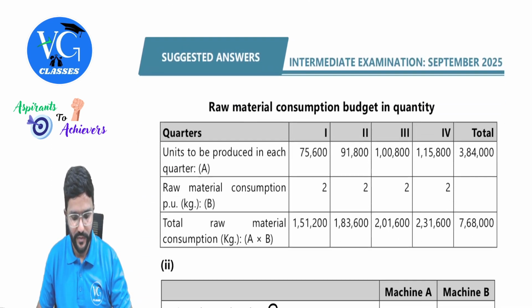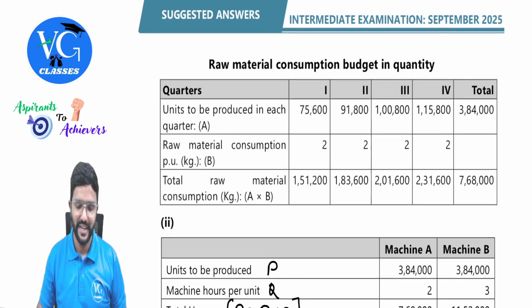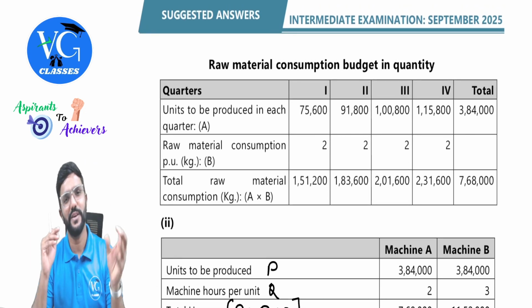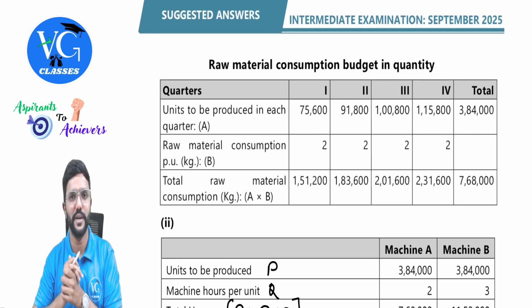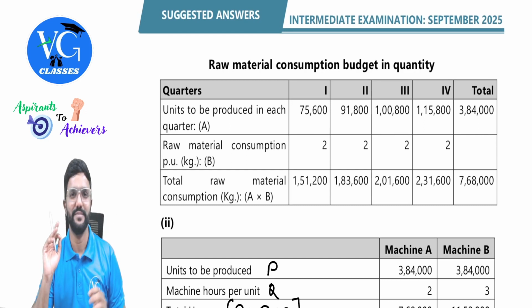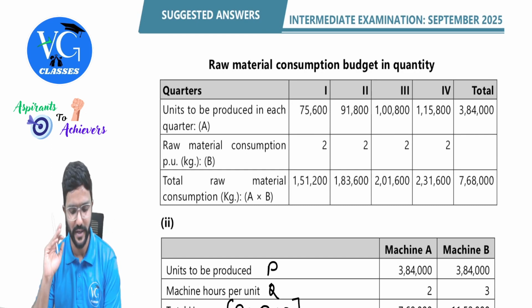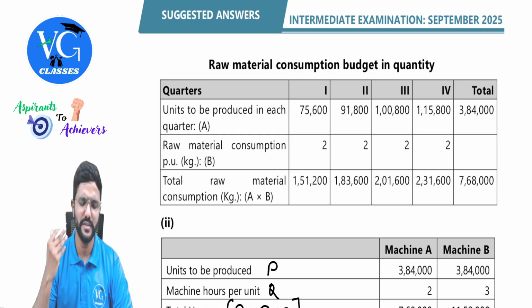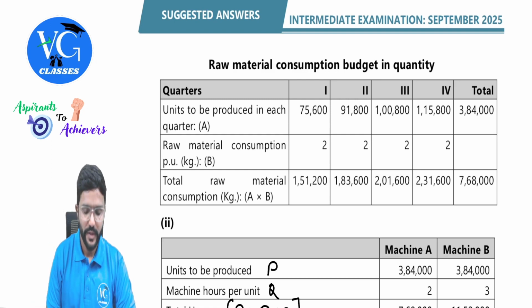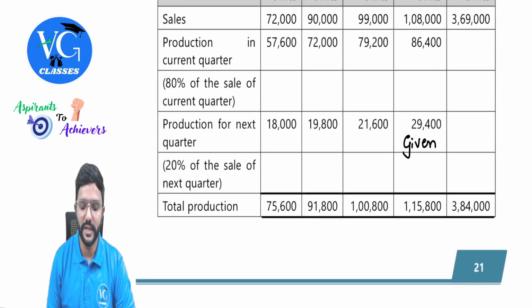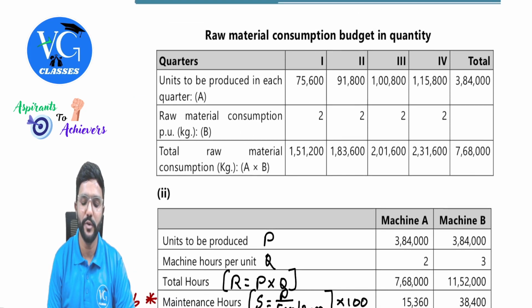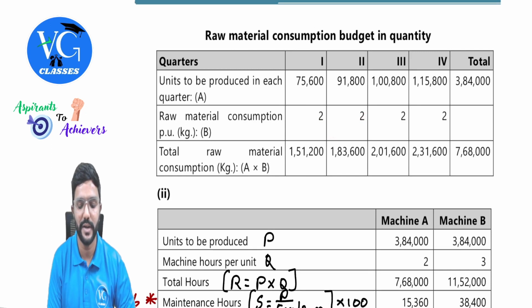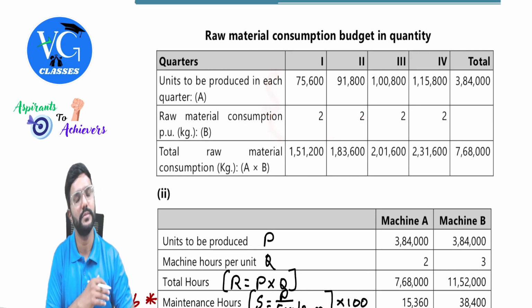Next, raw material consumption. Very easy. Guys, in the class, we already solved the question on raw material purchase budget, consumption and all. But here, they have asked only consumption. They don't even ask the purchase budget. Even the purchase price is not given. So it is comparatively easy. Units to be produced for each quarter, we already calculated. And what is the raw material requirement for each unit of output? 2. Just multiply. That is the raw material consumption.